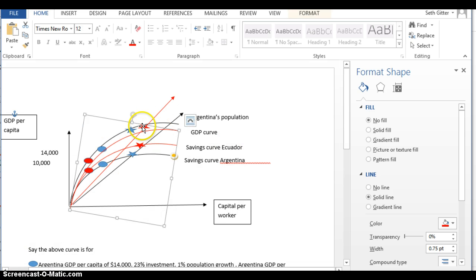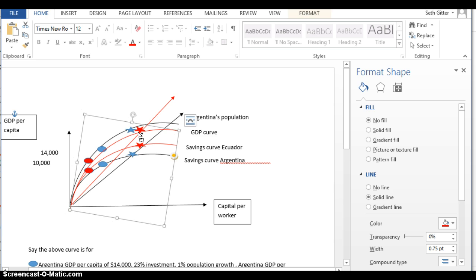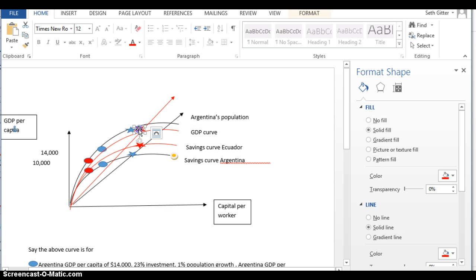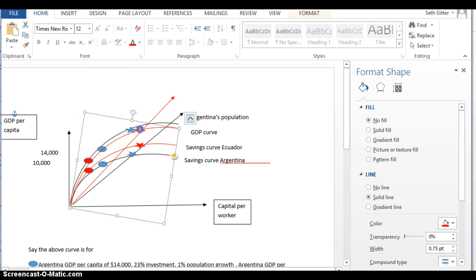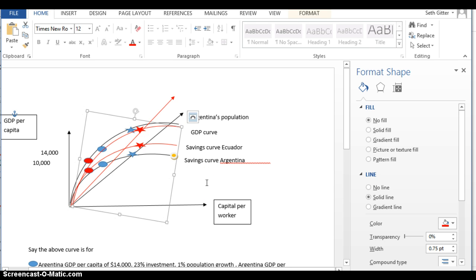Okay, well, while I paused it, I redrew the curve for GDP per capita in Ecuador. And I'm going to move my steady state now a little bit lower. And the reason we're dropping the curve here is that the production, even with the same amount of capital in Argentina and Ecuador, Ecuador makes less. You know what I think is going to be a little bit easier? I'm going to pause it again, and I'm going to show you just with the GDP curve lines.